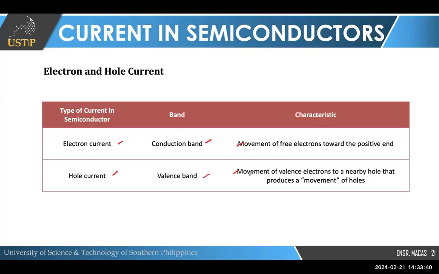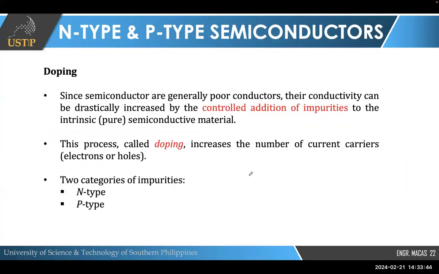Okay, so that will be the end of current in semiconductors. Let's go to doping. Earlier, we mentioned that an intrinsic crystal has no impurities. So, what are impurities? We did not discuss that last time.